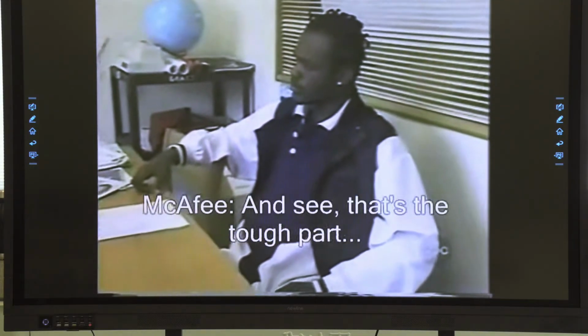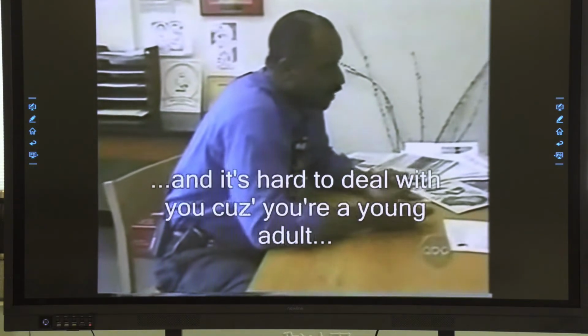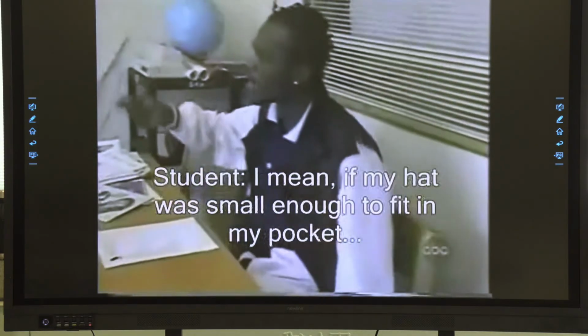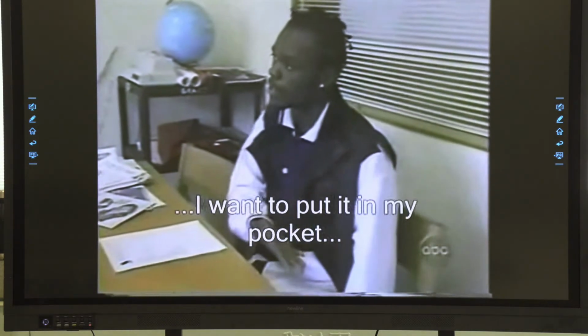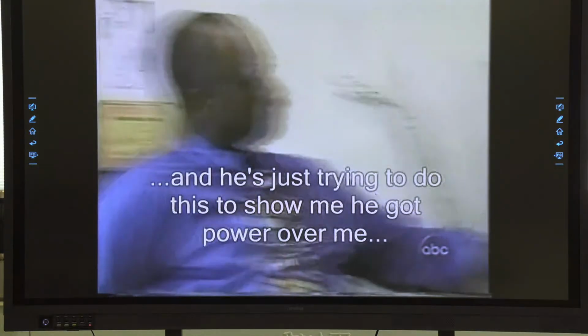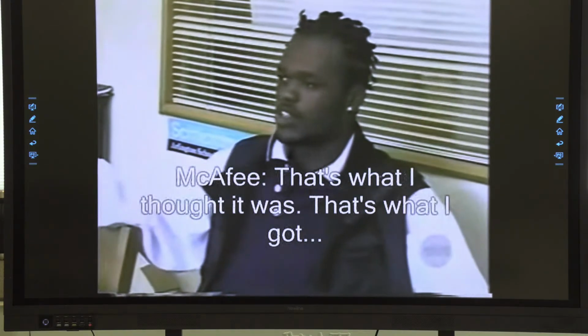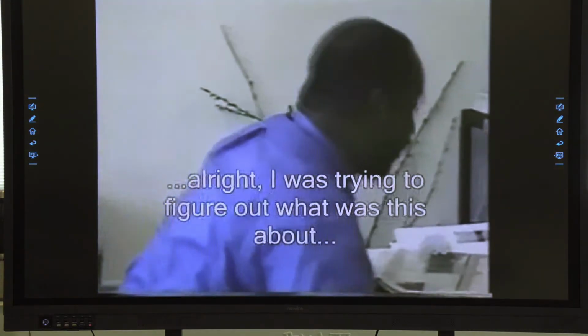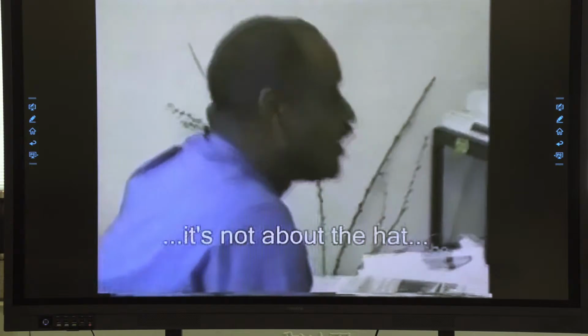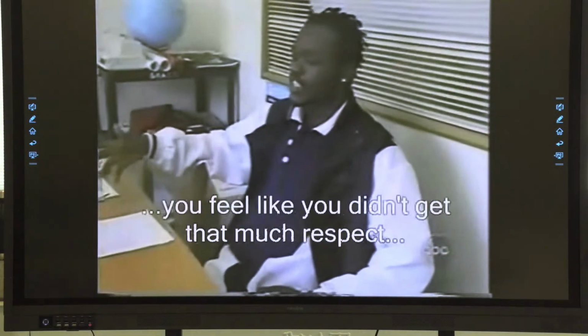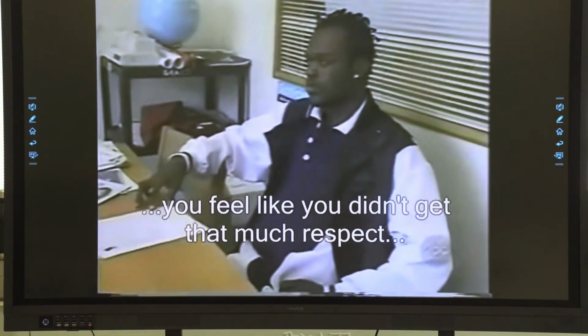And see, that's the tough part. When you get 18, you're like grown, and it's hard to deal with you because you're a young adult. If my hat was small enough to fit in my pocket, I would put it in my pocket. He's just trying to show me that he has power over me. That's what I thought it was. Honestly, you got upset. That's what I got. I was trying to figure out what this was about. It's not about the hat. You feel like you didn't get that much respect.